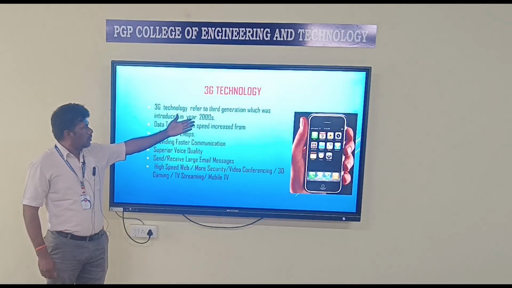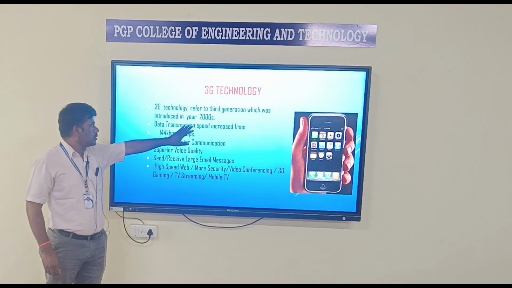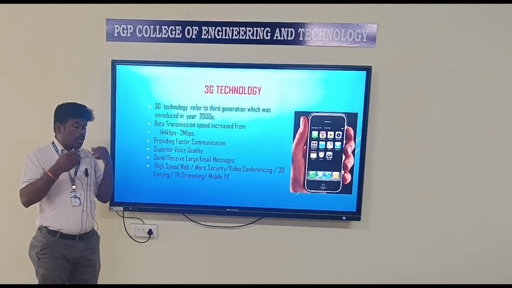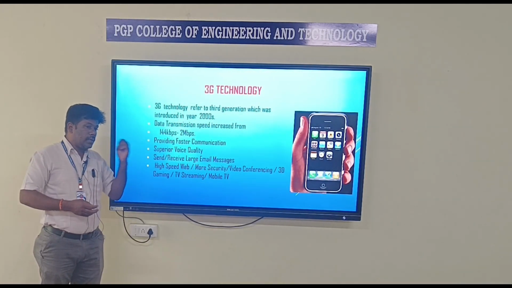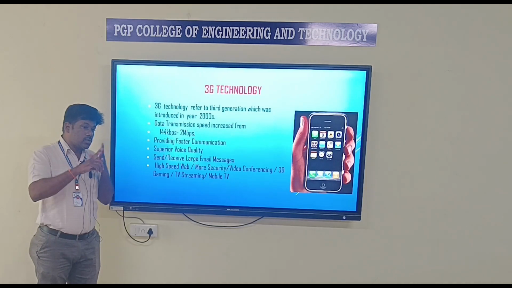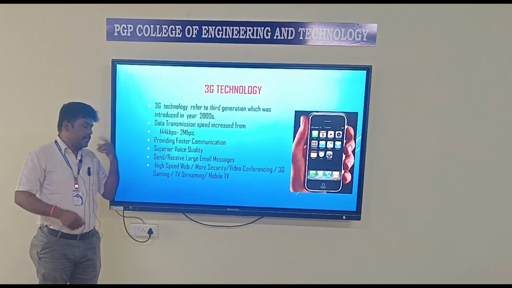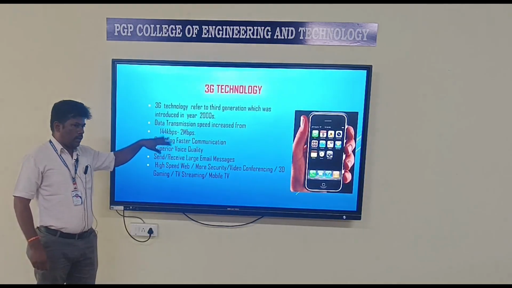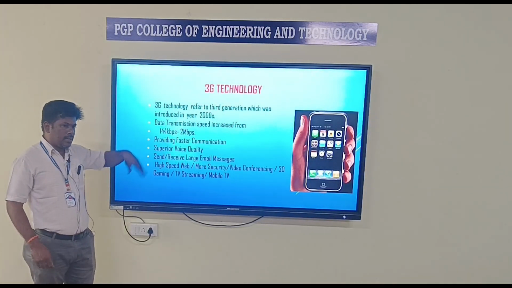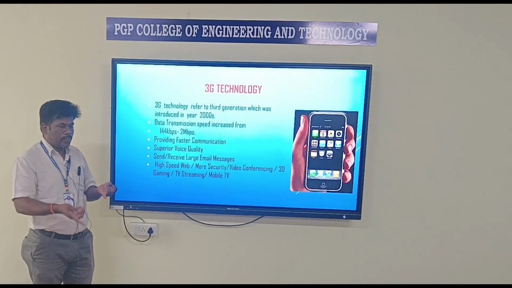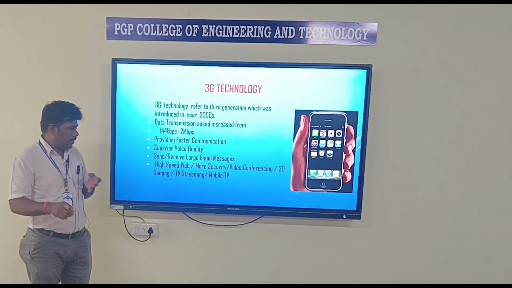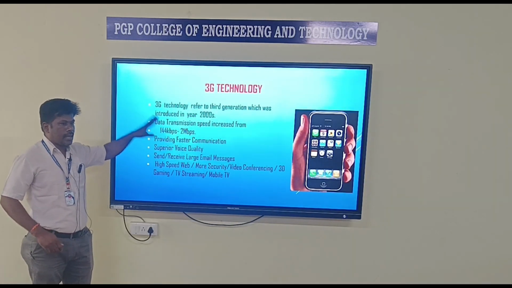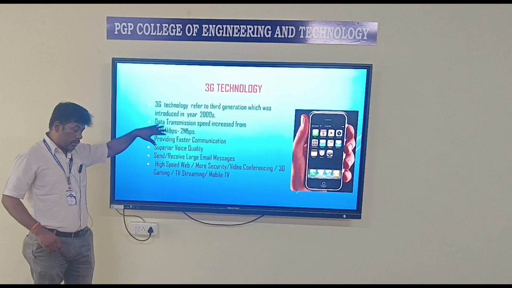3G technology refers to the third generation, which was introduced starting in the year 2000. Data transmission speed increased. In all the generations, the data speed keeps increasing, the voice quality improves, and additional features are added in each and every generation. It provides faster communication and superior voice quality. These are the points they keep improving, repeating in every generation, and updating in the current generation.